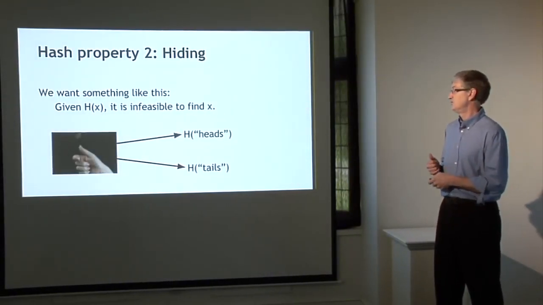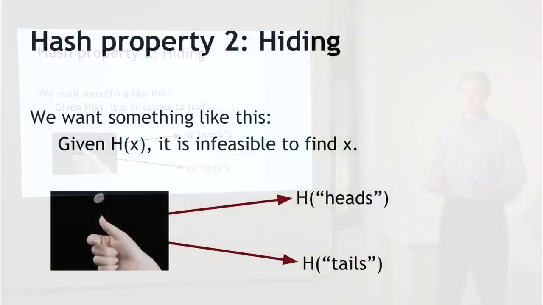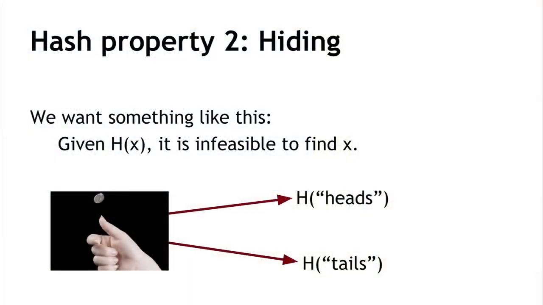So here, what we're going to do is an experiment where we flip a coin, and if the result of the coin flip was heads, we're going to return the hash of the string heads, and if the result was tails, we're going to return the hash of the string tails. And now we're going to ask someone who didn't see the coin flip but only saw this hash output to figure out what the string was that was hashed.